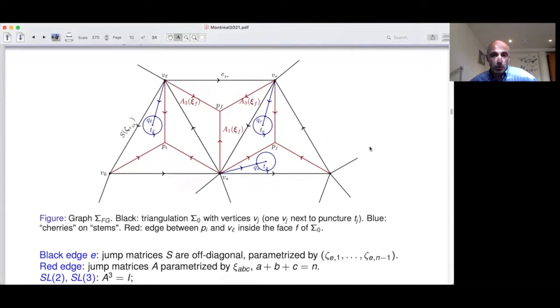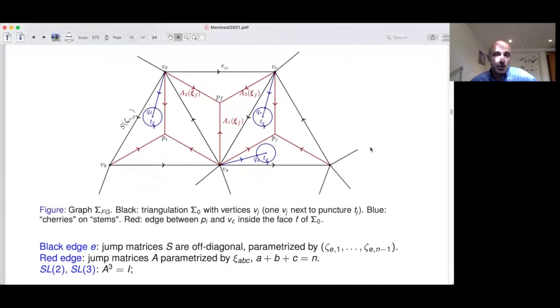Now, how to describe the jump matrices? Well, to those edges, one associates, in 2 by 2, just off-diagonal matrices. And in n by n, these are long off-diagonal matrices, and the entries are parameterized by these zeta variables.